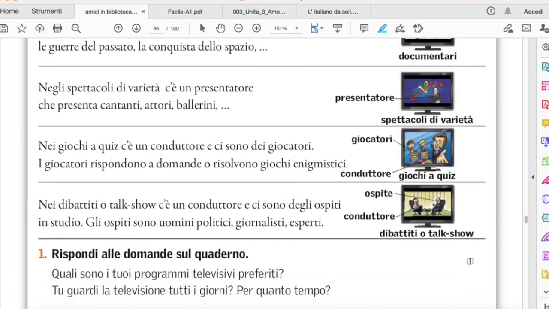Alright guys, here we have only two questions to answer after we write down, record, and listen several times to our recording. So, quali sono i tuoi programmi televisivi preferiti? Tu guardi la televisione tutti i giorni? Per quanto tempo? And guys, if you don't really watch TV, right, you could write down what it is that you actually watch. And you could definitely do that in the comments below.